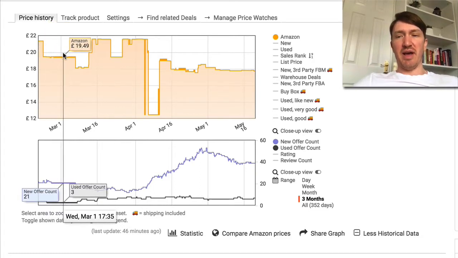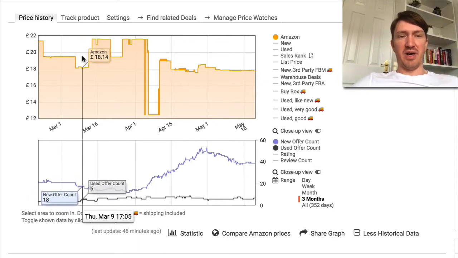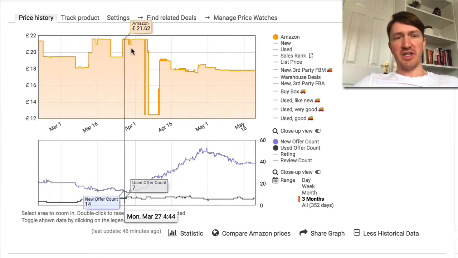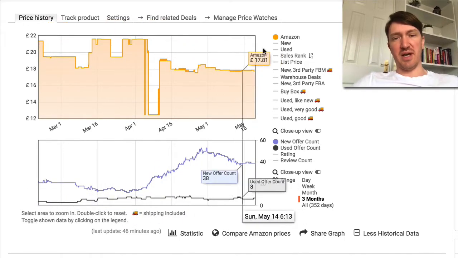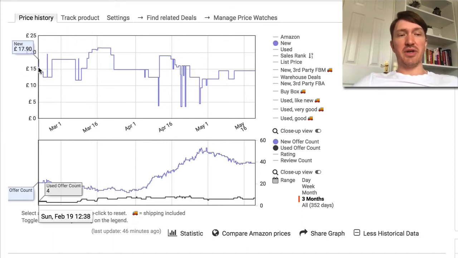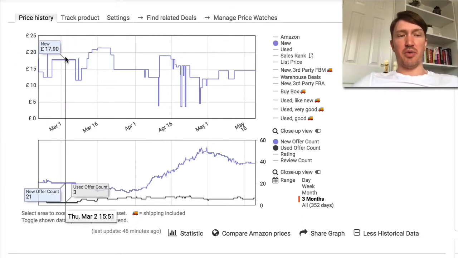Which is probably why you don't get prices like $10.99, $9.99, $29, $21.99, $24.99. You don't get much of that on Amazon. Very much the prices are all over the place. So here's where you can track the price that Amazon has charged over time. Let me take that one off and show you the new. This is how you can track the new seller's price over time.